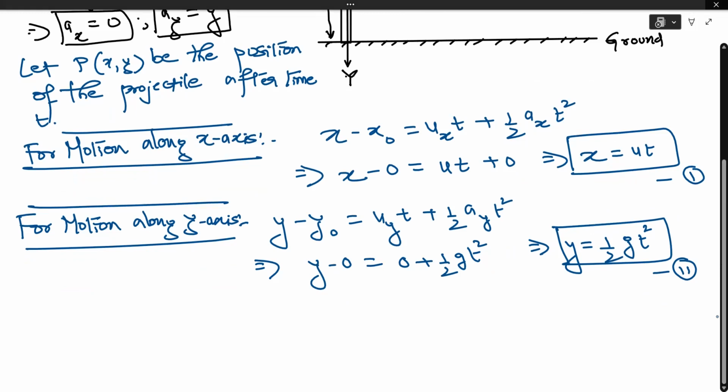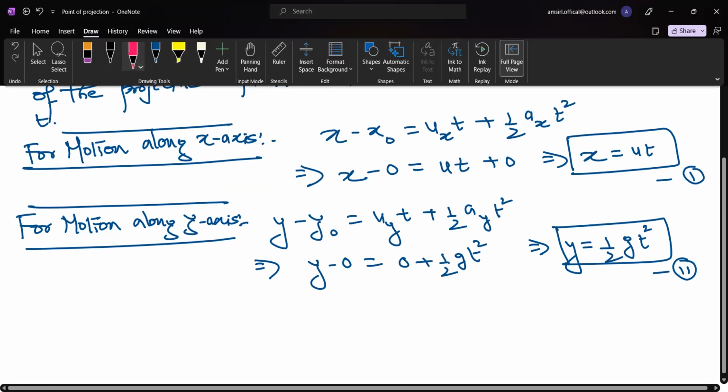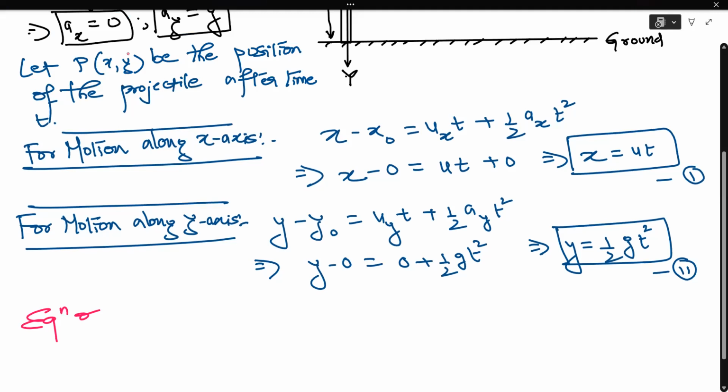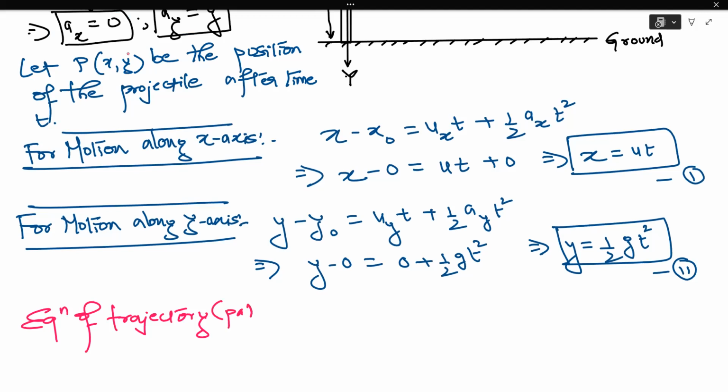So let us first find out the equation of trajectory of the projectile. Trajectory means path. Which kind of path will it follow? Which shape of path will it follow?